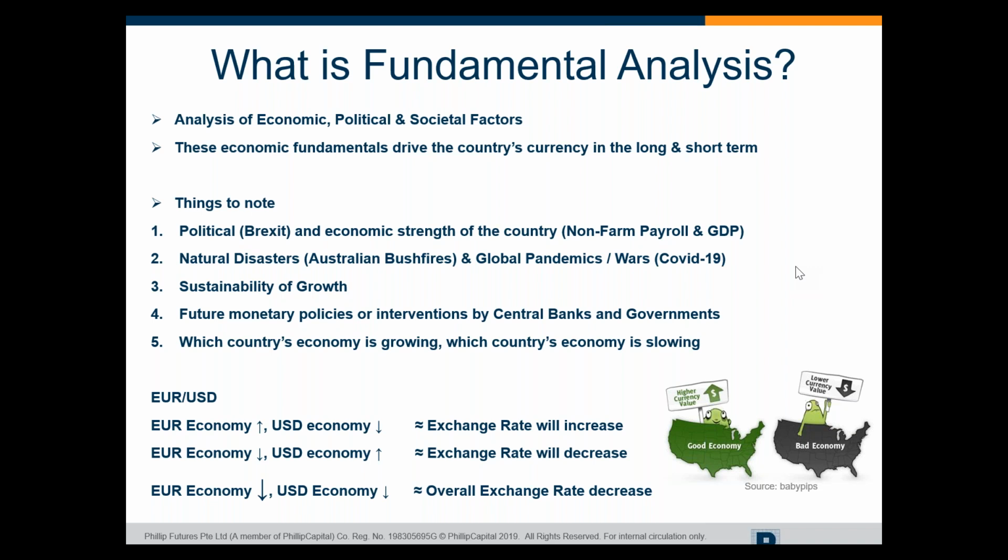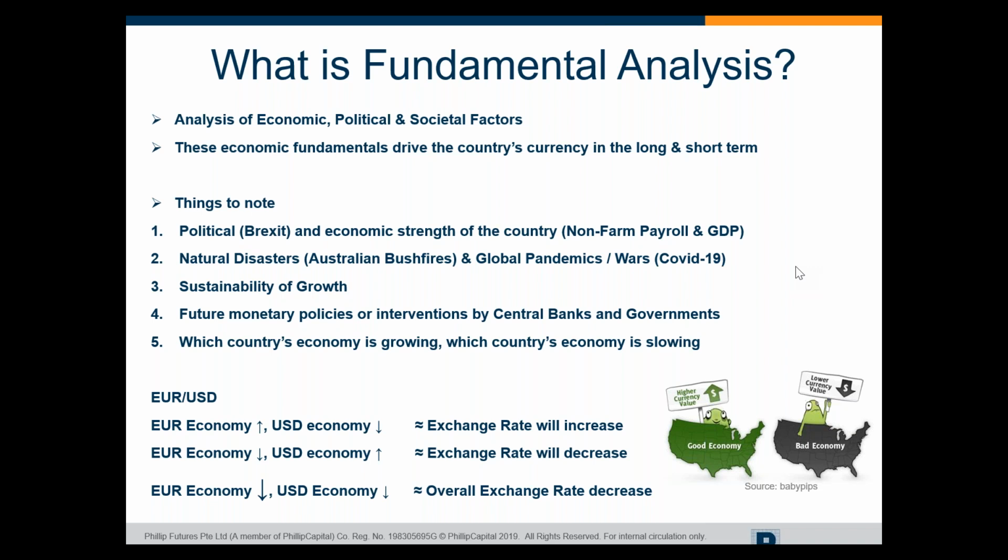Political factors. Last year we had the UK's Brexit. This definitely took the British currency for a bit of a roller coaster ride, up and down, depending on what happened and how the whole Brexit thing transpired.